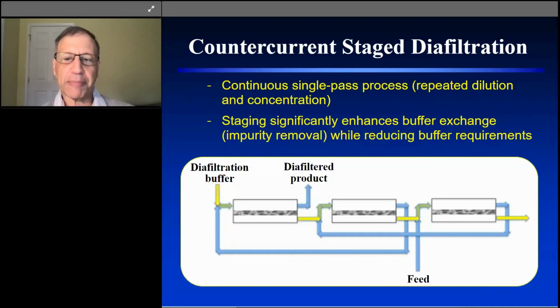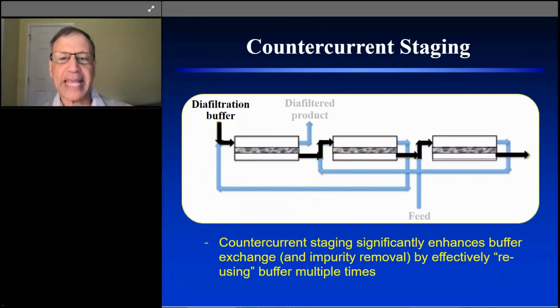Now, this is a diagram of the process. In order to see the countercurrent staging, it's helpful to look at the flow rate of the diafiltration buffer and the monoclonal antibody separately. So the diafiltration buffer is added to the first module on the left, and we then take the permeate from that module, put it into the second module, and then into the third module. And thus, if we were to follow the flow of the diafiltration buffer, it goes from left to right from module 1, 2 to 3.